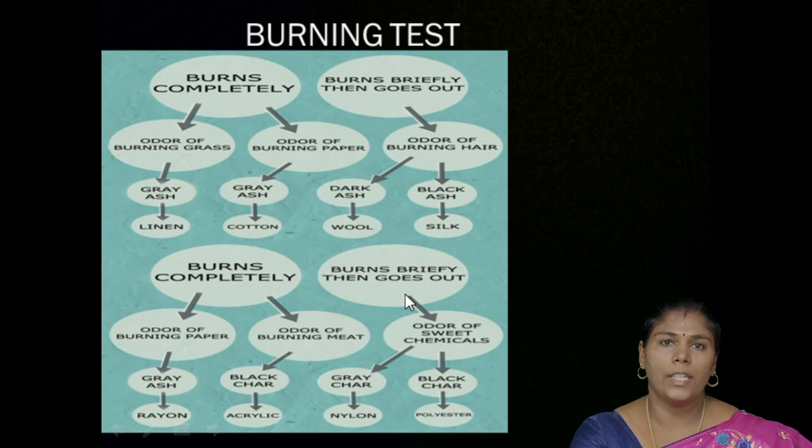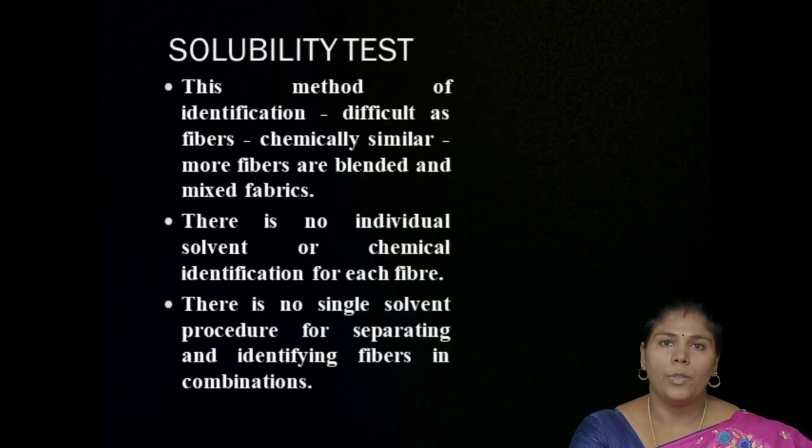Next, we are going to see the solubility test. The solubility test is somewhat difficult because different fibers have different properties. So we can't tell which particular solvent is used for a particular type of fiber. And fabrics nowadays are made up of different combinations of fibers. So we can't specify a specific procedure for solvent and separating the fibers for identification.